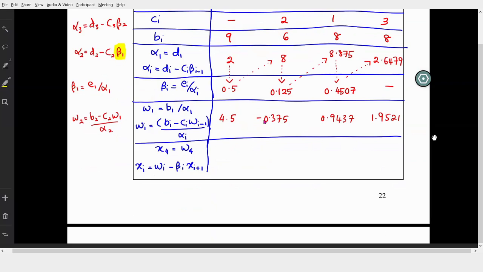You also have two formulas for the X, but the first one is given: X4 equals W4, meaning that you start from the back. This is backward substitution in the LU, if you refer to the Doolittle, the last step where you do the backward substitution. You get your X4 first, which is W4. So you just copy 1.95 to 1. You start from the last one.